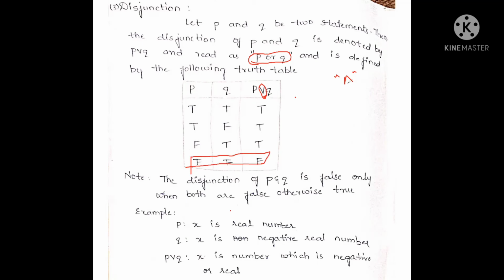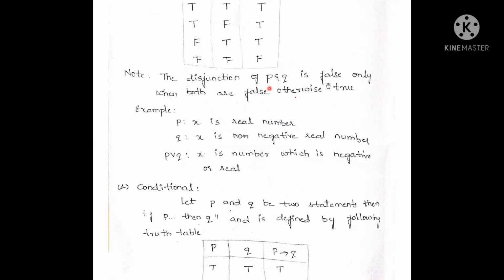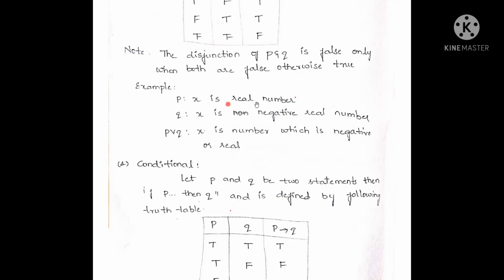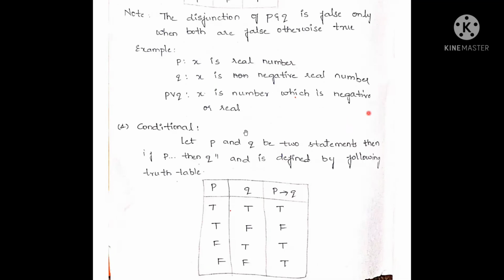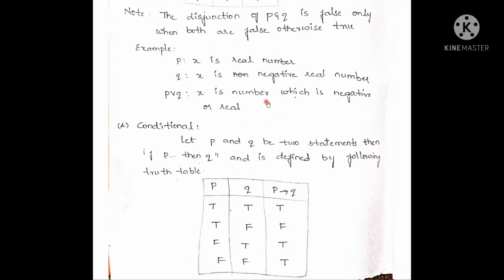What have we learned for conjunction? If both are true, the statement is true, otherwise everything is false. So here, if both are false, the statement is false, otherwise it is true. Now coming back to the disjunction, when P and Q are both false, then it is false, otherwise it is true. If X is a real number and X is a negative number, then X is either a real number or a negative number.